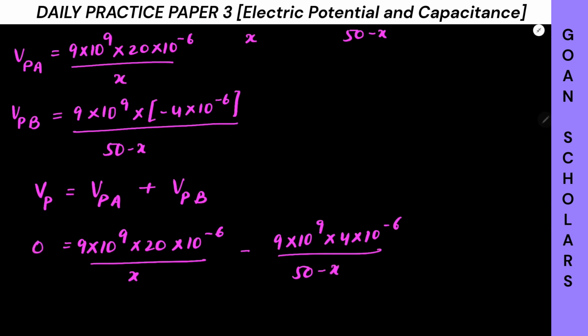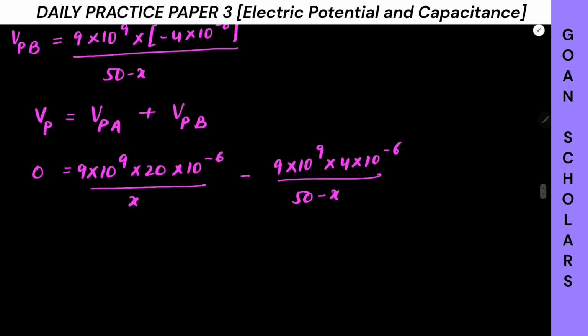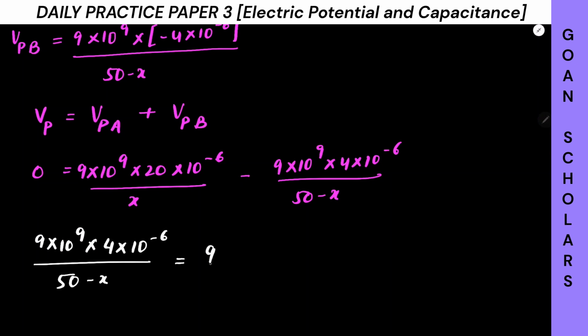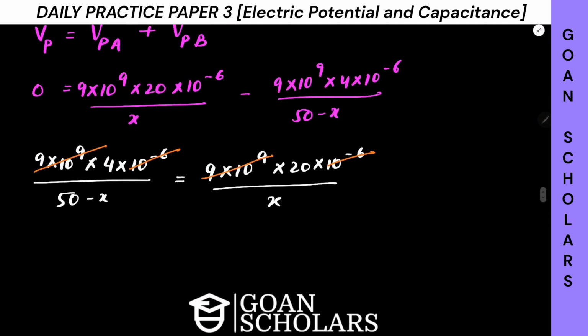Left side it is 0. Why? Because the question is saying the potential at that point is 0. Let's take it on the left hand side. 9 into 10 to the power 9 into 4 into 10 to the power minus 6, whole divided by 50 minus X, is equal to 9 into 10 to the power 9 into 20 into 10 to the power minus 6, whole divided by X, right? Now let's cancel out this with this, this with this. We are left with how much? 4 upon 50 minus X is equal to 20 upon X.